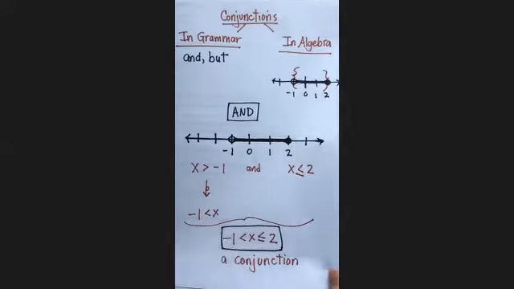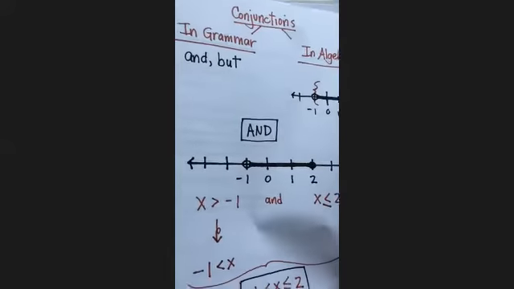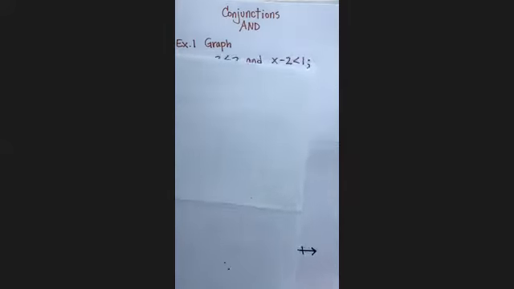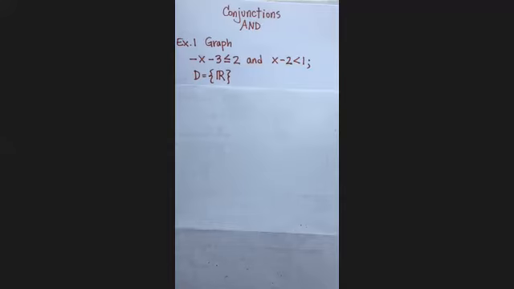All right, let's look at example 1. Example 1 says to graph. We are going to be graphing conjunctions. Graph -x minus 3 less than or equal to 2 and x minus 2 is less than 1. The domain is the set of real numbers. Now, I changed it to the set of real numbers. In your text, they use the set of integers.